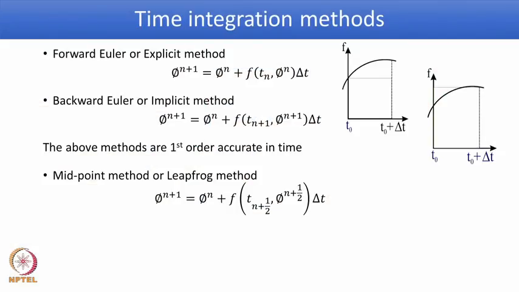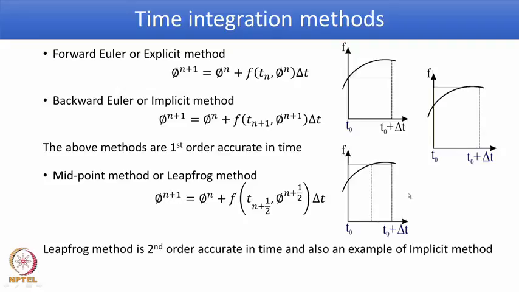There is another procedure, known as the midpoint method, also called the leapfrog method, where you evaluate the function at the half time level between the previous time level and the current time level, given here as n plus half, and graphically it is shown here. So, the value at n plus half is in the middle, and phi at n plus 1 is computed using phi at n plus half. With the leapfrog method, you are able to increase the order of accuracy from first order to second order accurate, and it is also an implicit method.